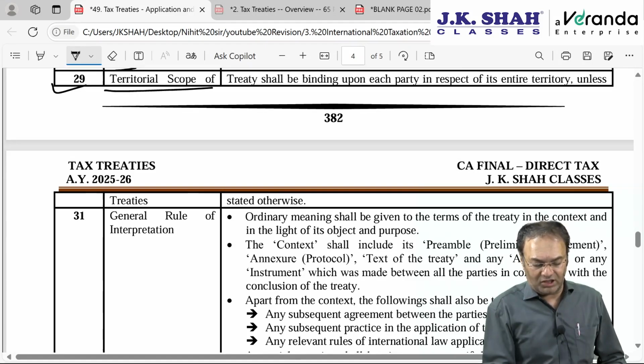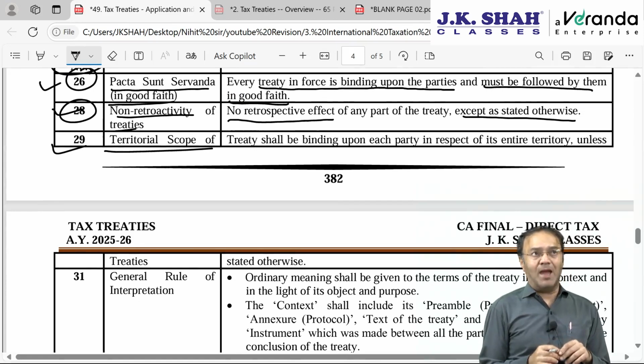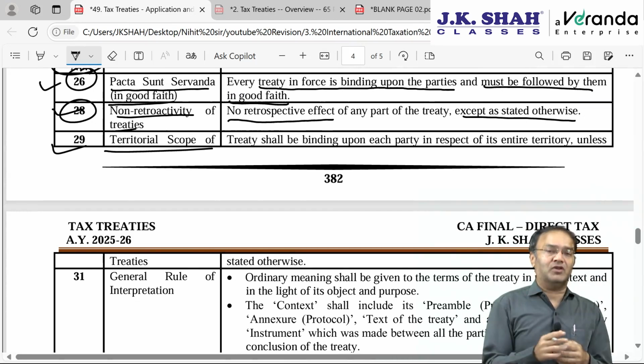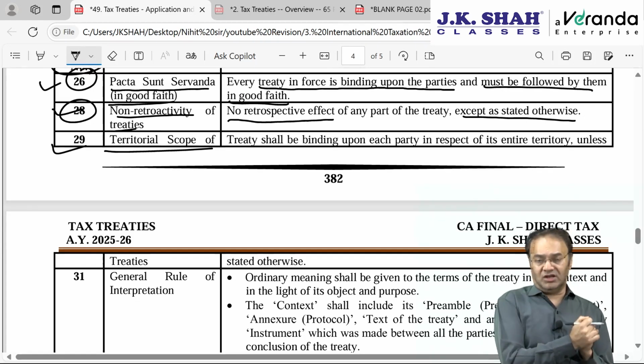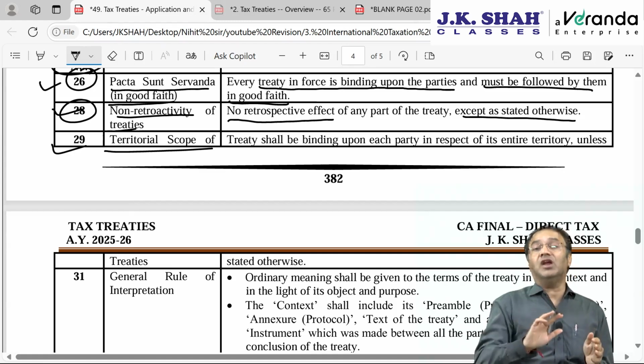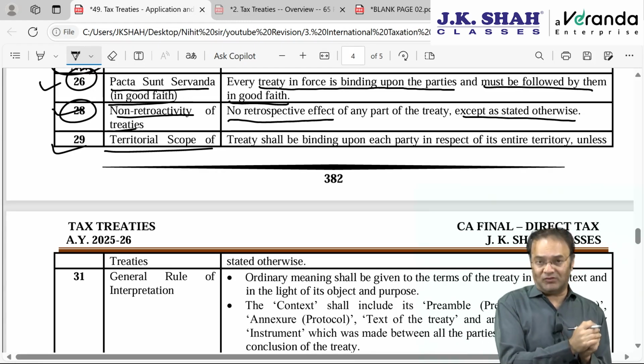Territorial scope of the treaty. By default, when the treaty is between two countries, it applies to each and every part of the given country. For example, India enters into a treaty. By default the treaty will apply to each and every part of India, including Jammu Kashmir, including Pakistan occupied Kashmir, which is part of India. However, if India intends not to apply it to a particular part, like the equalization levy chapter, if you recollect, does not apply to Jammu Kashmir, then we can exclude it.